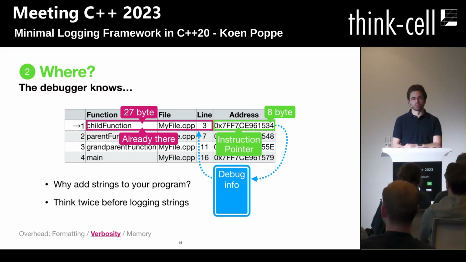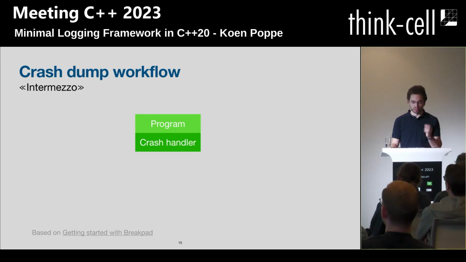So what should we do now? Should we just include debug information with all our builds? Or also the release builds? Certainly not. So there we can follow the workflow that is typically used in crash dump analysis. So let's have a small intermezzo there.